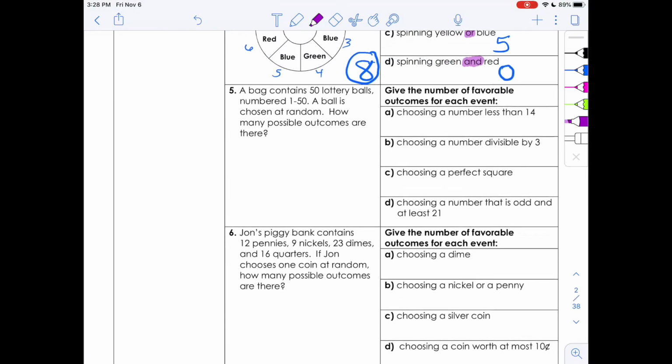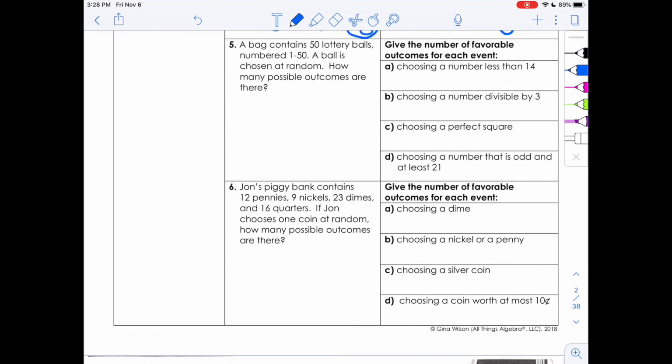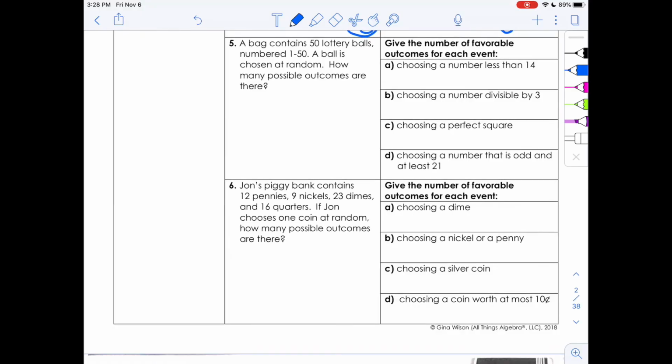Well, just like in the previous example, there were 8 sections on the spinner, so there were 8 possible outcomes. Well, in this bag of lottery balls, there are 50 lottery balls. So there are 50 possible outcomes. So from those 50 possible outcomes, we want to look at our favorable outcomes of specific events. So choosing a number less than 14.